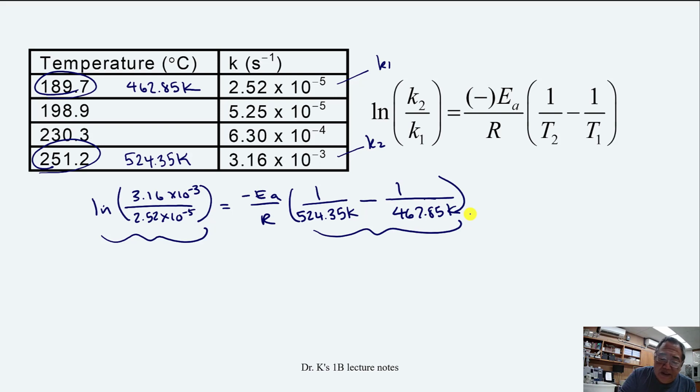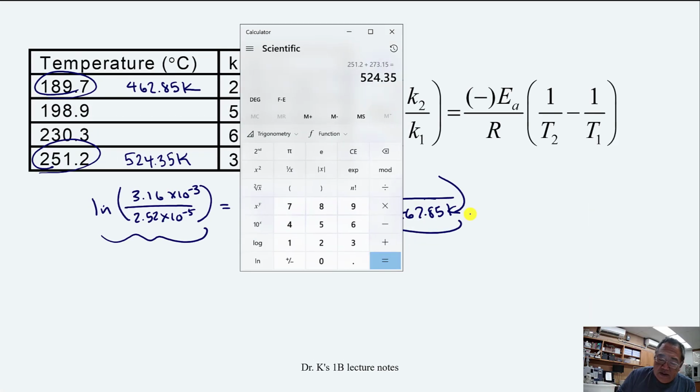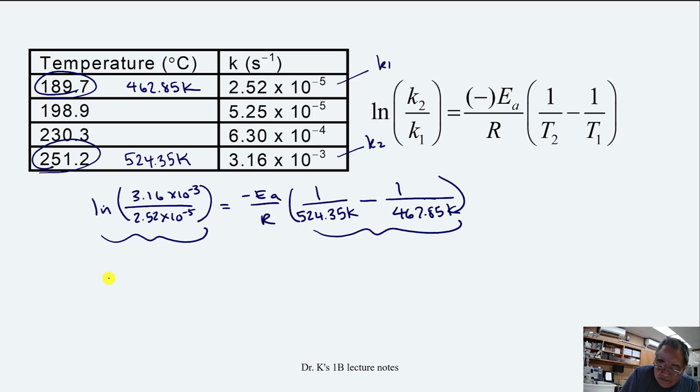Okay, so let's go ahead and pull the calculator up. So, PEMDAS, 3.16 times 10 to the negative third. And then we're going to divide that by 2.52 times 10 to the negative fifth. Make sure I'm doing the math right. 2.52, 3.16. Yeah, good. It equals, and now we're going to take the natural log of that number. So that's going to come out to 4.83148, right? So I'm going to write this down, 4.83148.